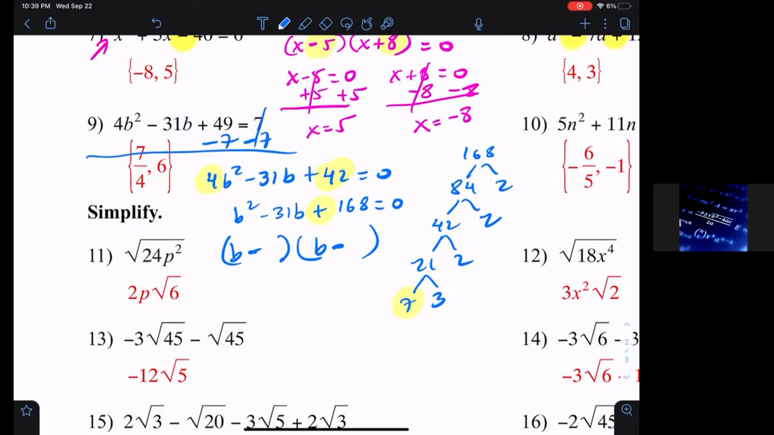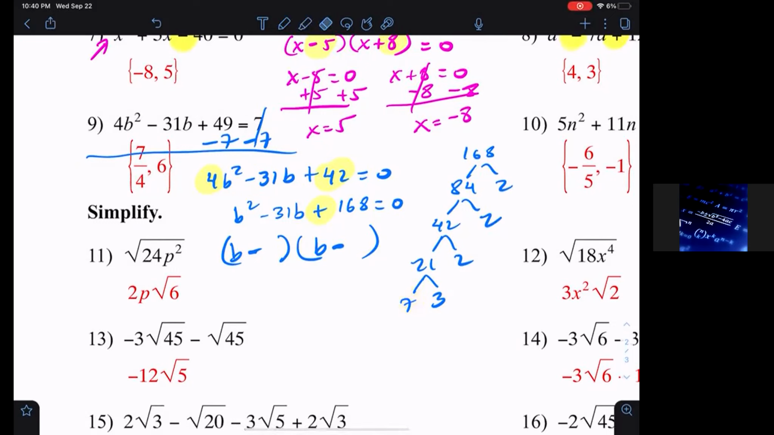Just to make sure, let me see what my 42 and 4 is. This is 168. Yeah, that's 168. I just want to make sure that I multiplied it right. So let's see. Okay, everything seems right. 8 and 4, 4 and 2, 21 and 2, 7 and 3. For some reason, I'm not seeing the number.